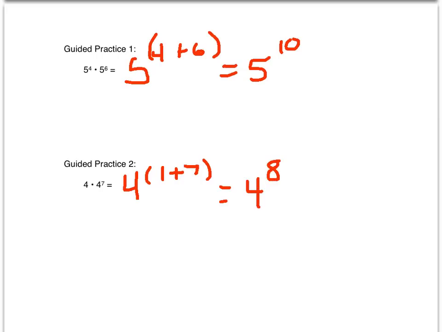Notice that in neither one of these examples did we add or multiply the bases. The bases of 5 and 4 remained the same. All we did was add the exponents.